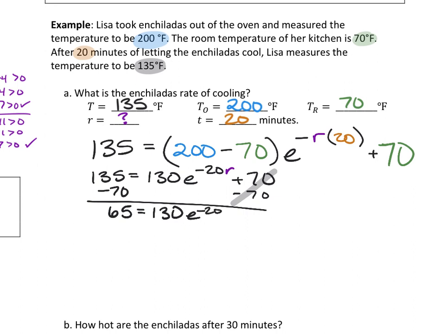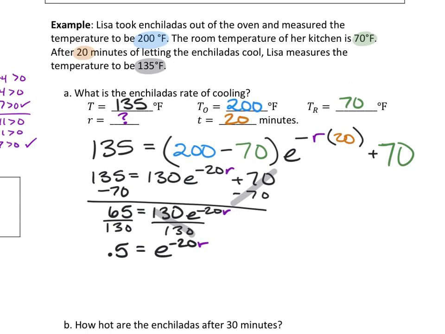We're close to being able to log loop. We have to get rid of that 130, so we would divide by 130 on both sides. We might have to use a calculator for this one, but what is 65 divided by 130? 0.5. We'll leave it as a decimal because that's a cute decimal. 0.5 equals e to the negative 20r. Whew, oh my gosh, look at all that algebra.